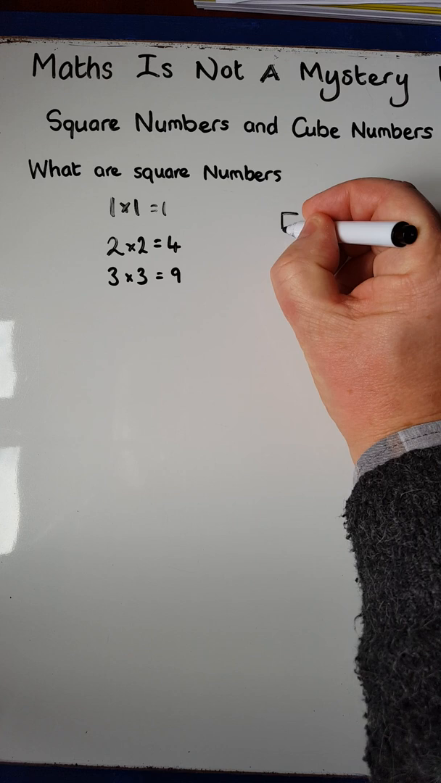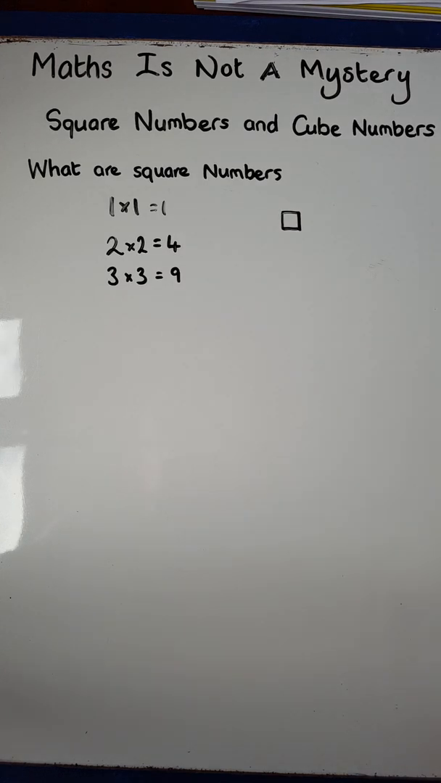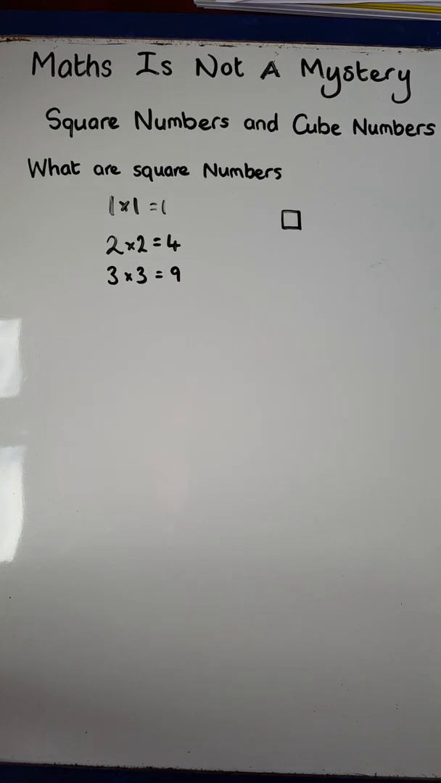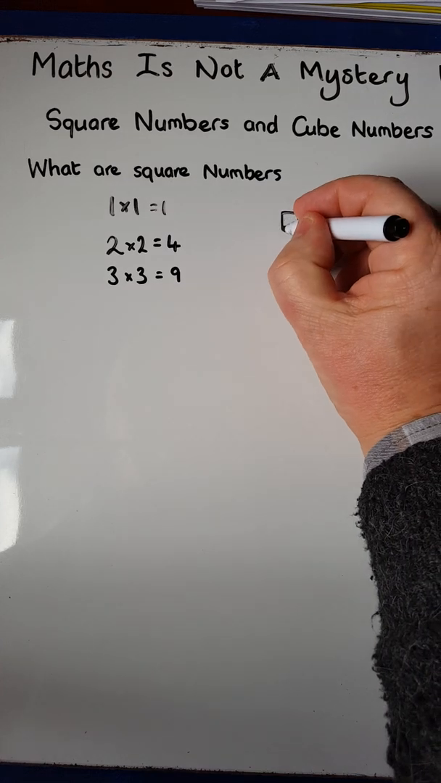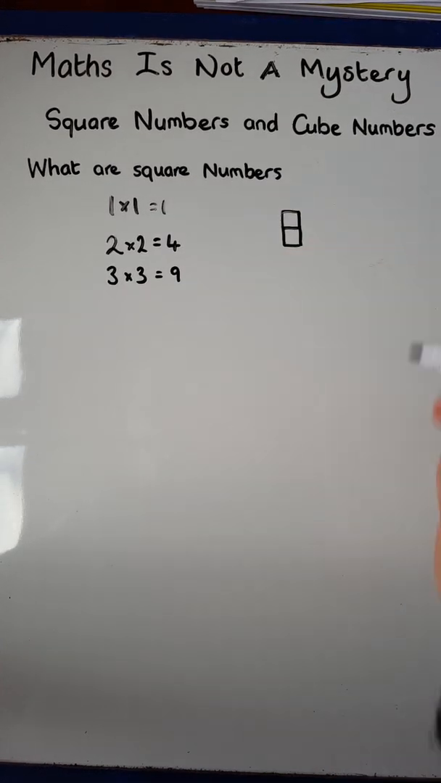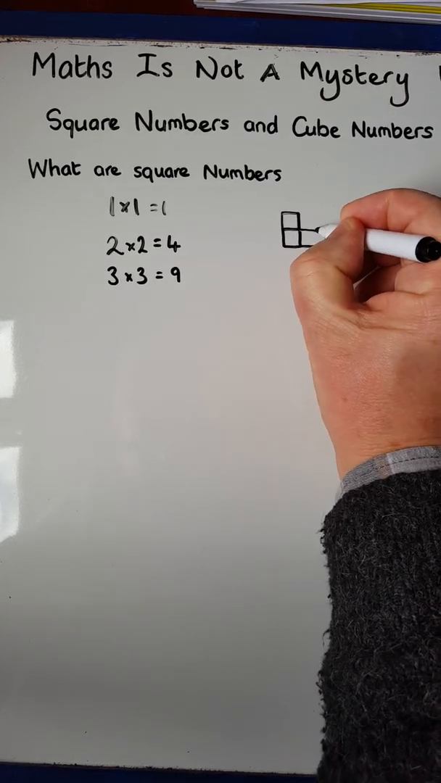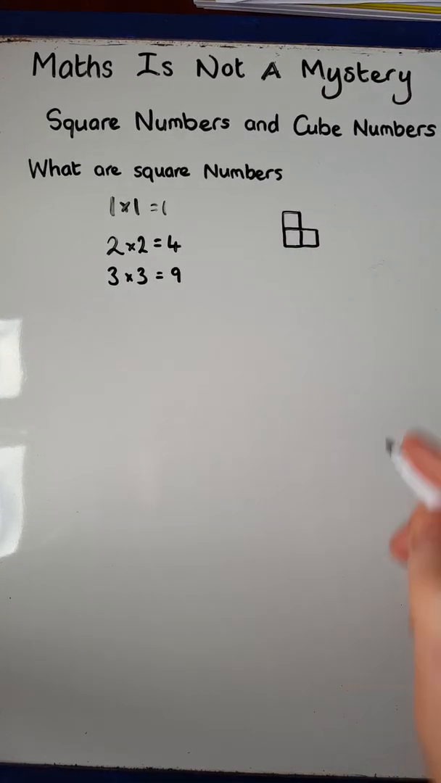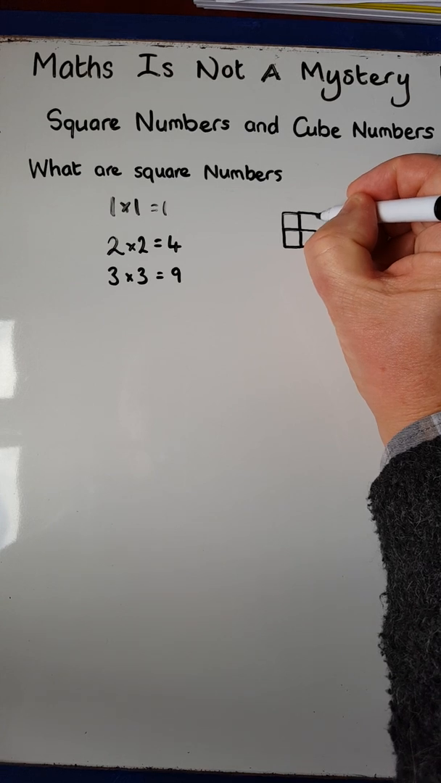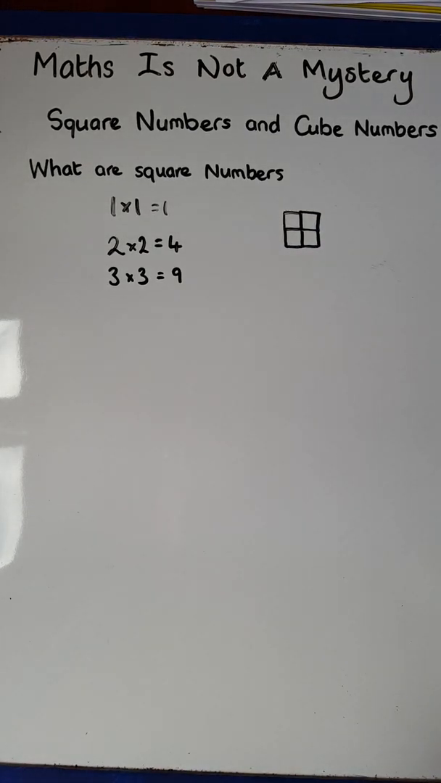It's called a square number because you can make a square out of it. You can make a square out of one single square. You can't make a square out of two squares, so 2 is not a square number. You can't make a square out of 3 squares, so 3 isn't a square number. But you can make a square out of 4 squares, so 4 is a square number.